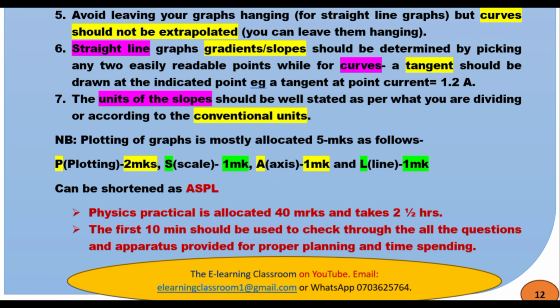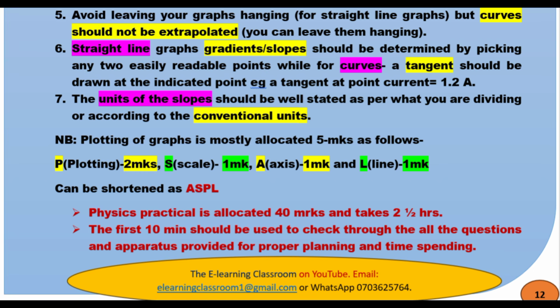Then we have number 7, the units of the slope. The units of your slope should be well stated according to what you are dividing, or to the conventional units. For example, if you are drawing a graph of voltage against current, slope will be change in volts over change in current, which is volts per ampere. But you may also decide to say it is ohm, because conventionally voltage divided by current gives you resistance.